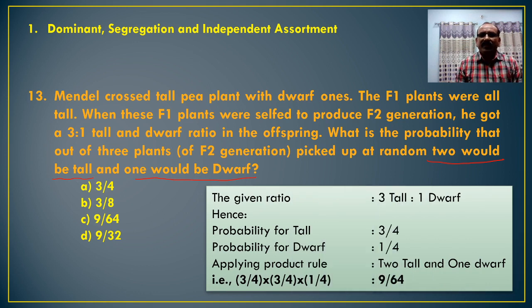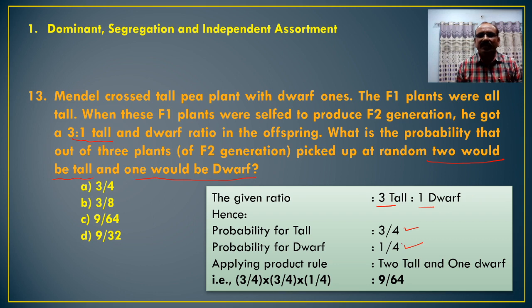Say for example, here we have given that there are 3 tall and 1 dwarf, that is in the ratio 3:1, that is already given in the problem. Hence the probability for the tall becomes now 3 out of 4. Likewise the probability for the dwarf is 1/4. Applying the product rule, that is the 2 tall and 1 dwarf plant that is given in the question, we have to find out the probability for the random picked of the 2 tall and the 1 dwarf.